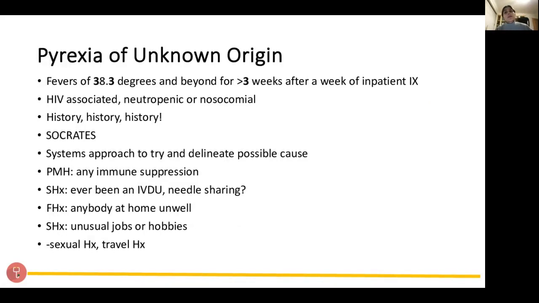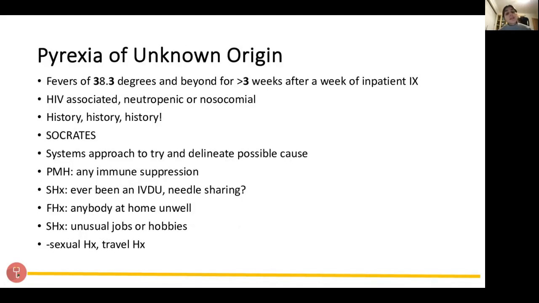So that can be anything from, are they somebody with HIV or cancer, or are they just somebody who receives, like, a monoclonal antibody for their Crohn's disease? In terms of the social history, we always ask, do you inject drugs? But have you ever used drugs and injected them?